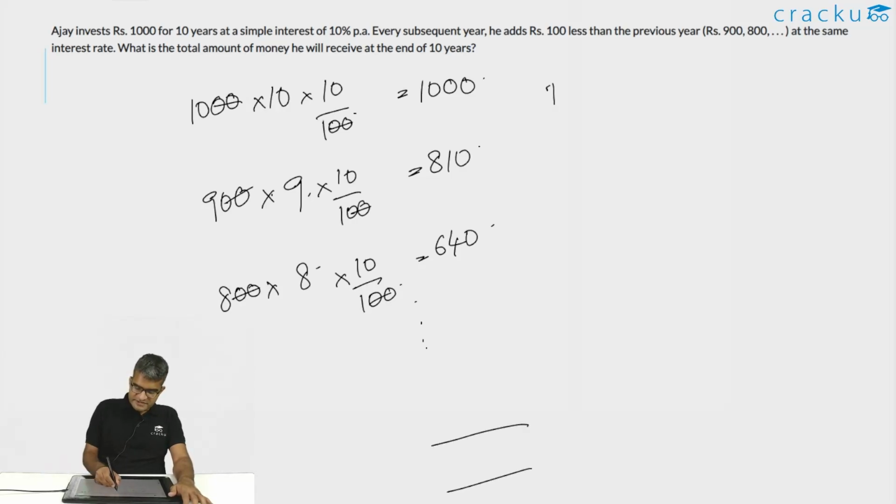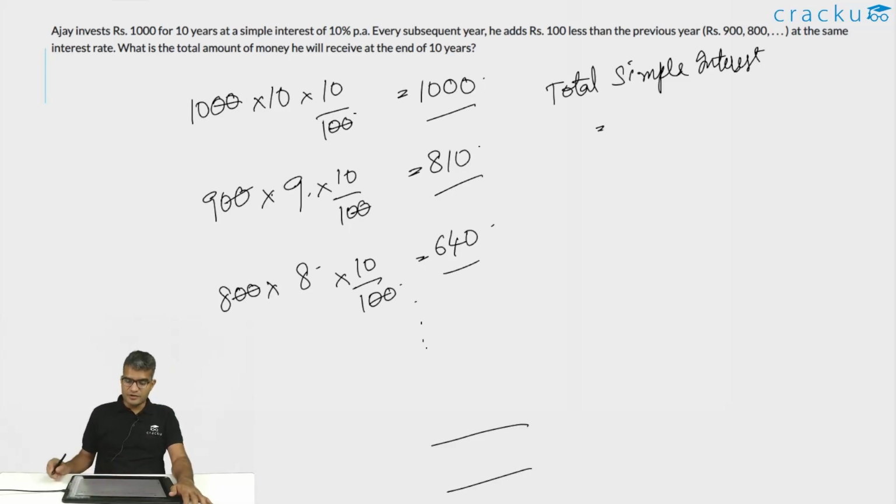The total interest will be the total simple interest will be equal to 1000 plus 810 plus 640 plus dot dot dot, which is, if you are taking 10 common, this is 100 plus 81 plus 64 plus 49 plus dot dot dot dot till 1.